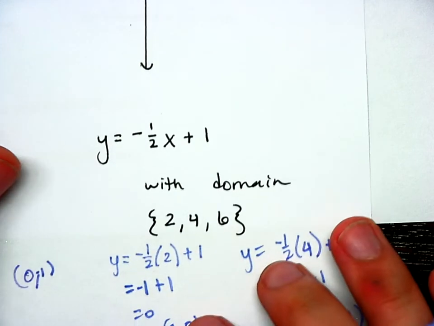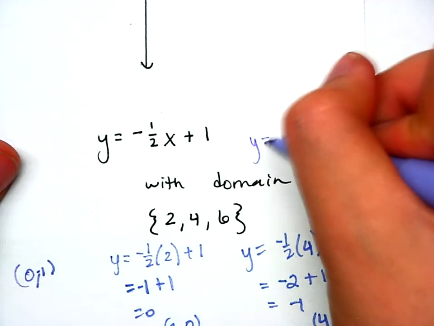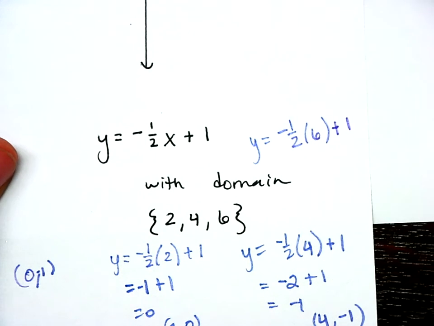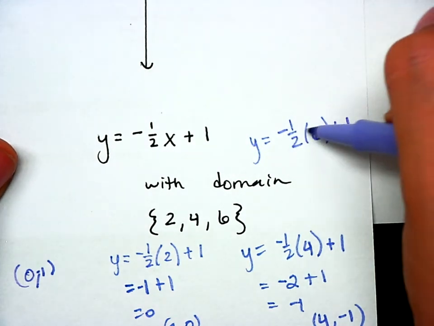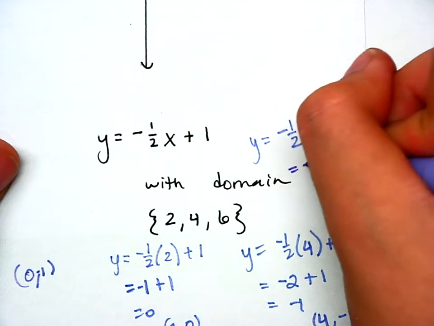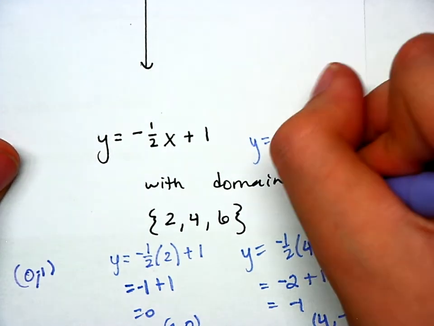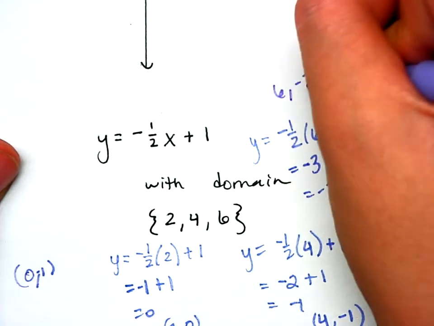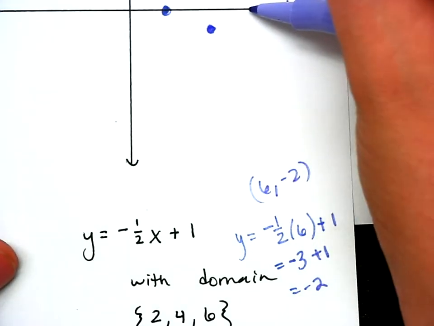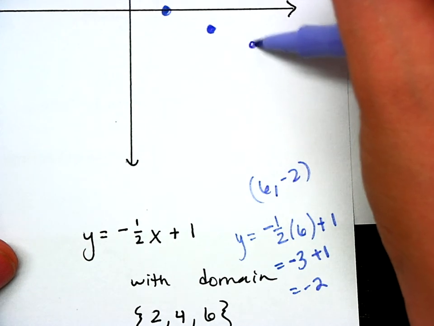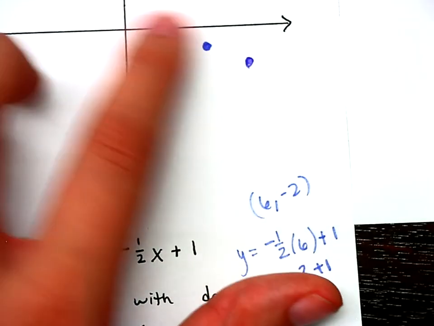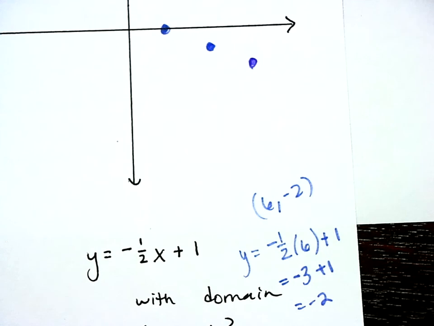And then last point is 6. So y equals negative 1/2 times 6 plus 1. This is like 6 divided by 2 with a negative. So this is negative 3 plus 1, and that's negative 2. So this last point is 6, negative 2. And we'll plot it. Over 6, down 2. Again, do not connect these because we were only graphing for these 3 x values.